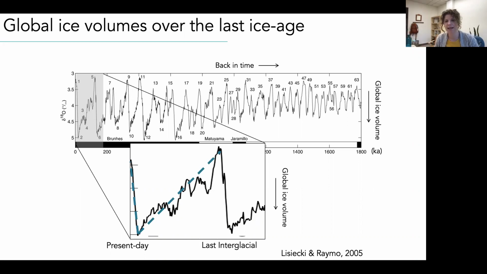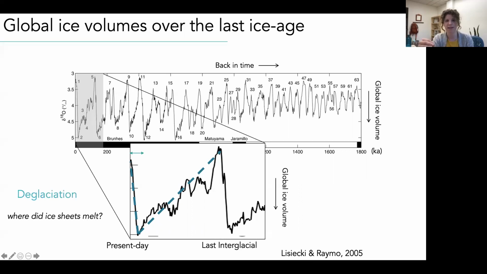And I'm highlighting the last glacial cycle here in this box, where again, present day is on the left, and this peak here on the right is the last interglacial. And so on this curve, the troughs represent glacial maxima, so times of the highest amount of global ice volume, and the peaks represent interglacials, so times like today where sea level is relatively high. And we can see that what this curve shows is there's been many glacial cycles over the last 2 million years, shown here.